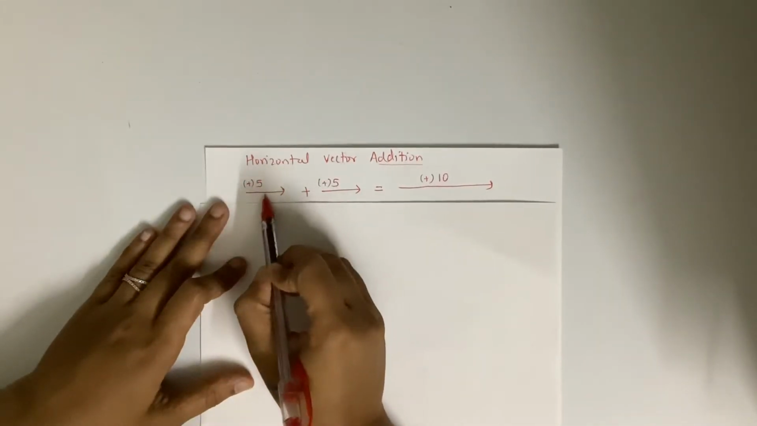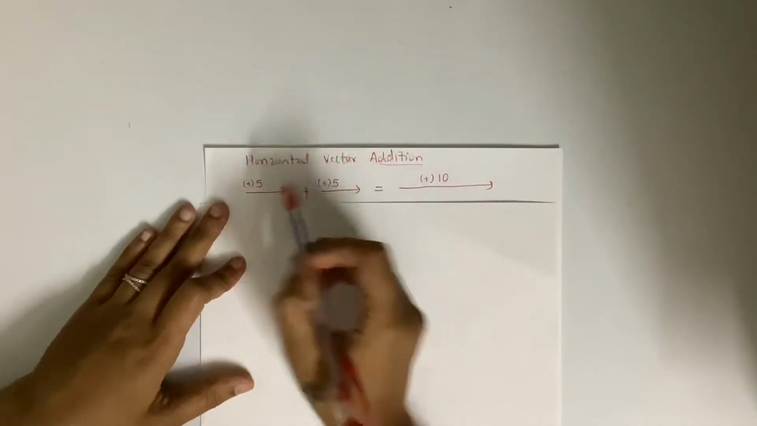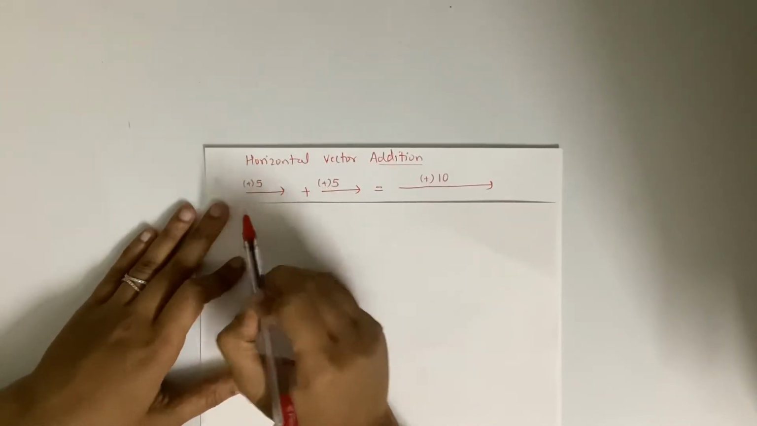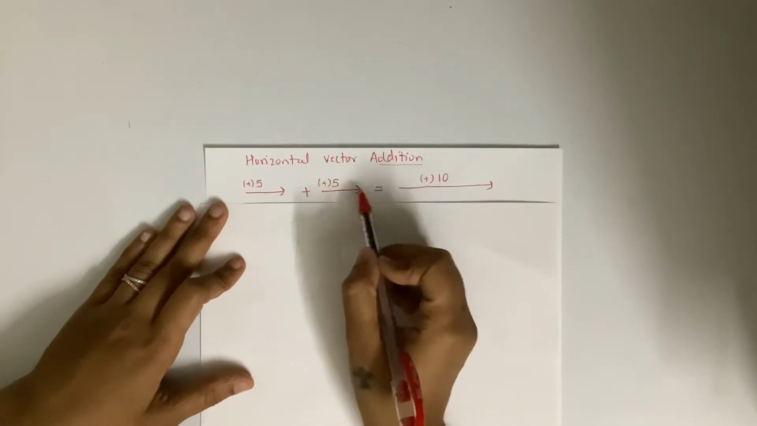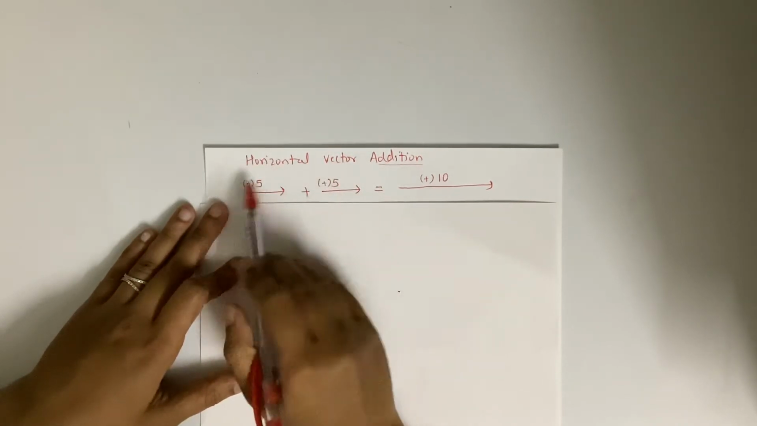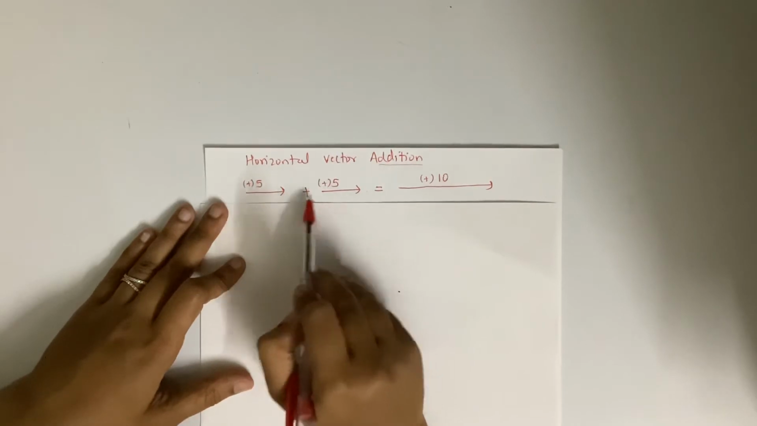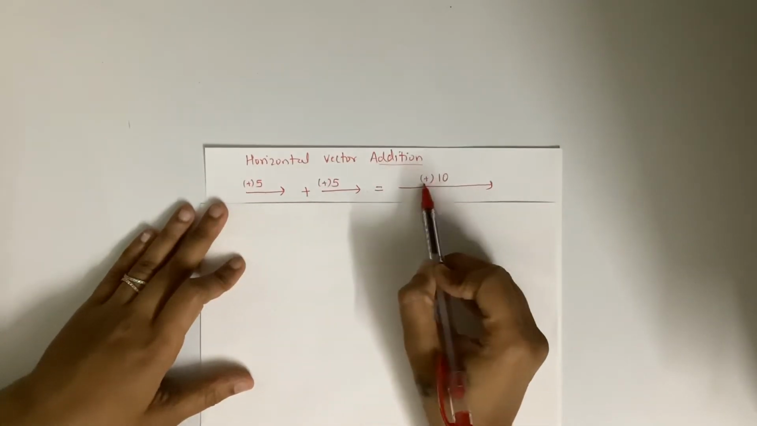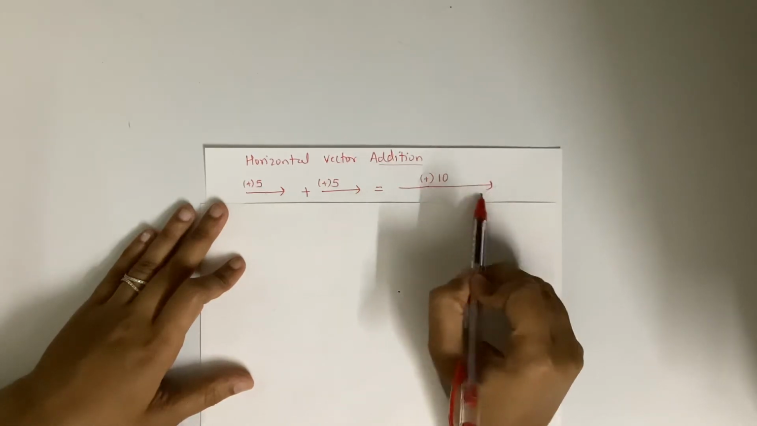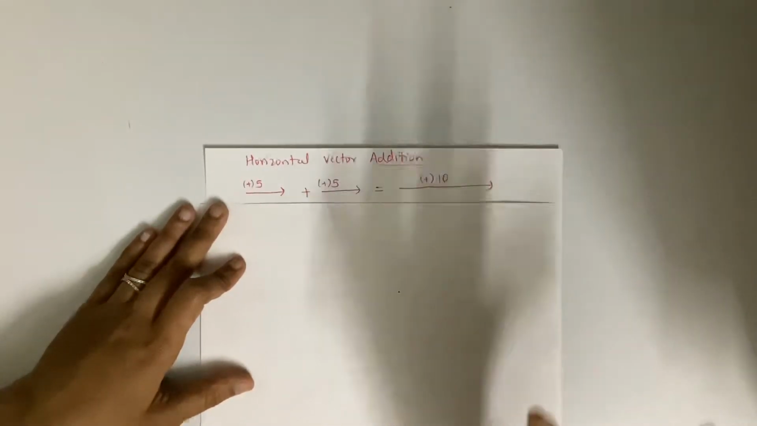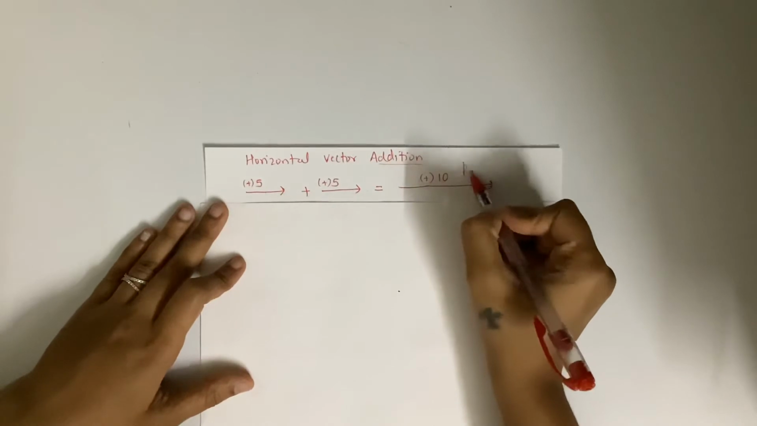Okay, so this vector is pointing towards the right side, that's why in brackets it has a plus sign, and there is one more vector which is again pointing towards the right side, so there is a plus sign. So plus 5 plus 5, when we add together, we get plus 10. When there is a plus sign in front of 10, that means the vector is moving in the right-side direction. So this is the resultant vector.